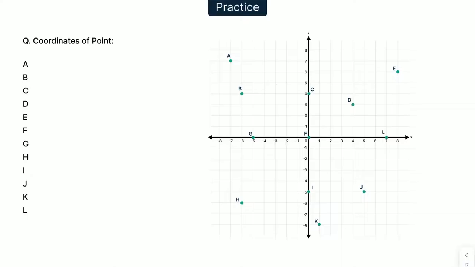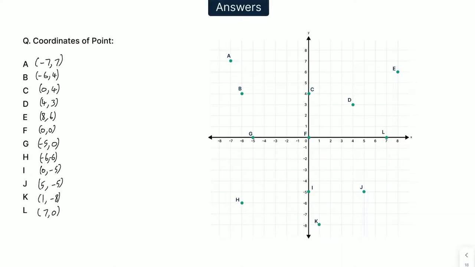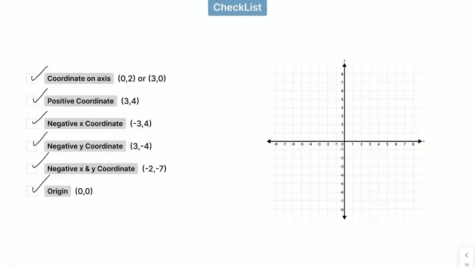So press pause and have a go at these practice questions. When you're ready, press play for the answers. Here are the answers to them questions. And we have now covered all of these checklist points.